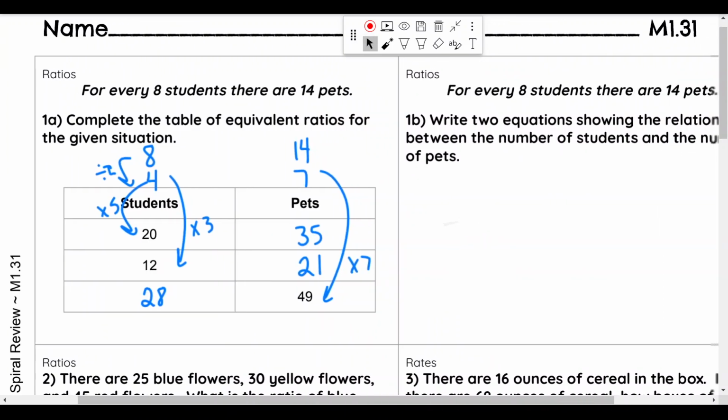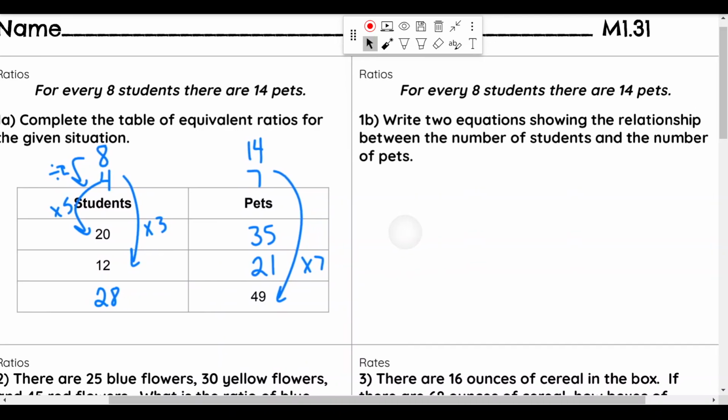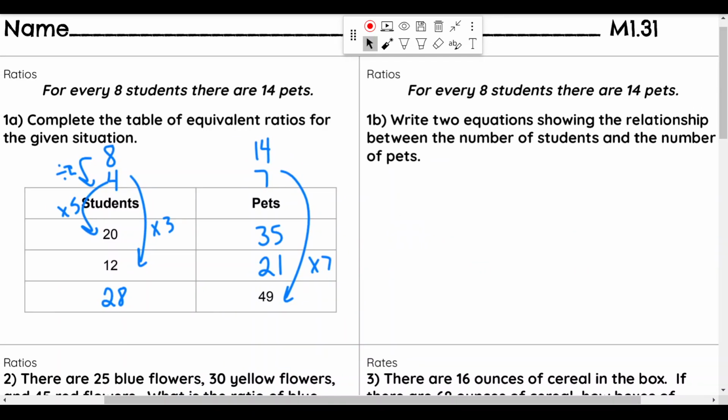Sliding over to look at 1B. For every 8 students, there are 14 pets. Write 2 equations showing the relationship between the number of students and the number of pets. So I have students to pets, pets to students. Students to pets is 4 to 7. Pets to students is 7 to 4.